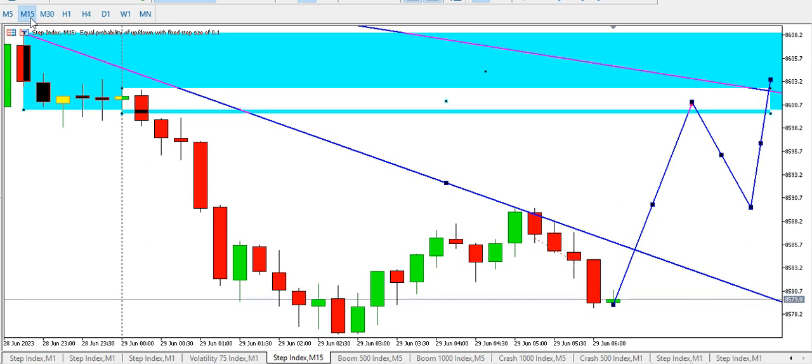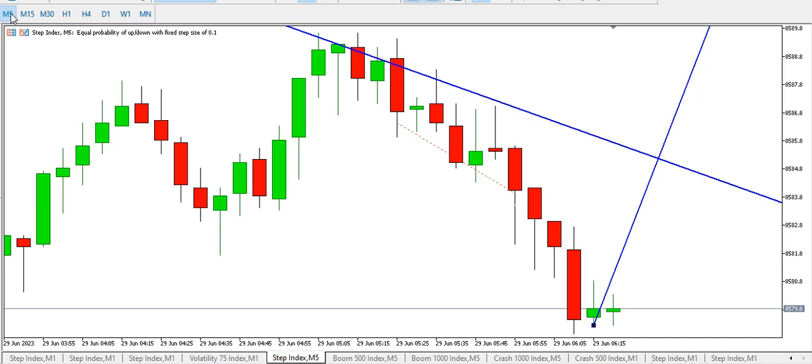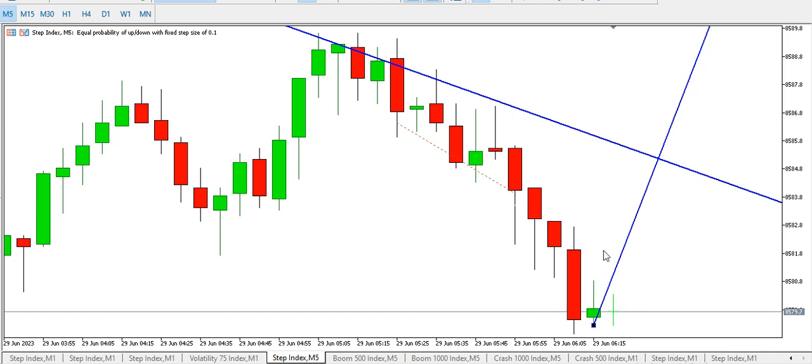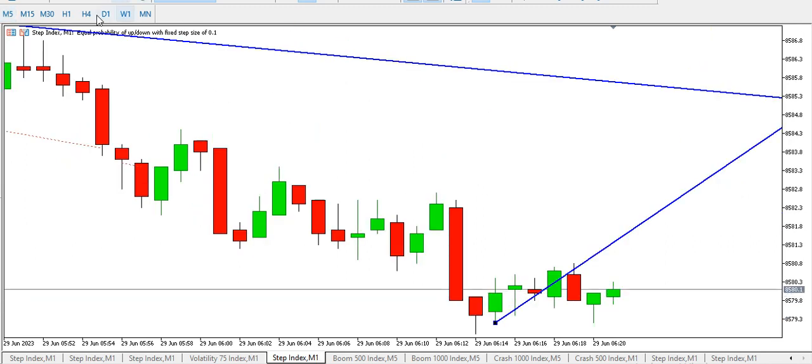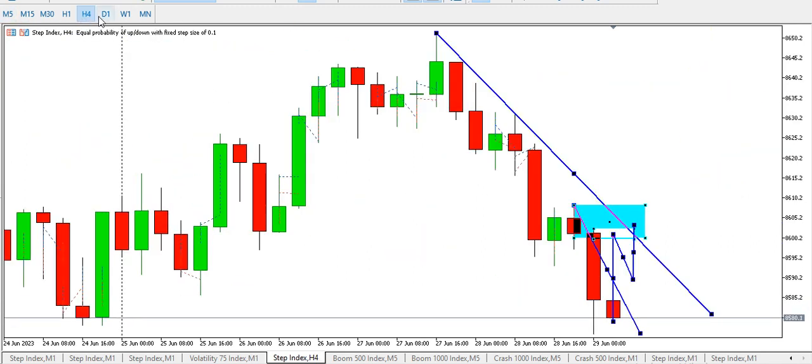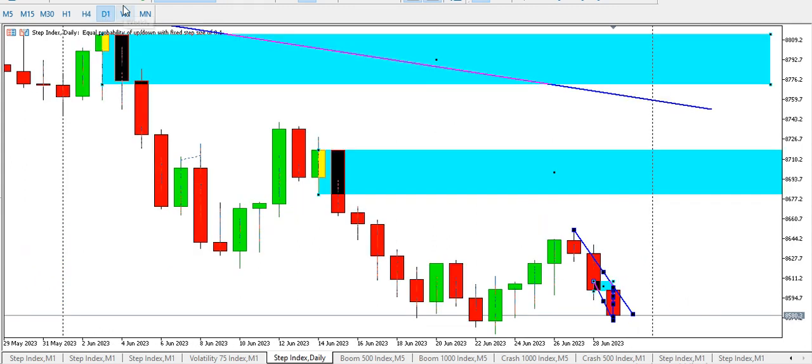All right, on the 5 minutes time frame, price is currently bearish. This is a bearish pattern. On the 1 minute time frame, price is bearish, so the overall direction is bearish for step index. So that's that for today's video.